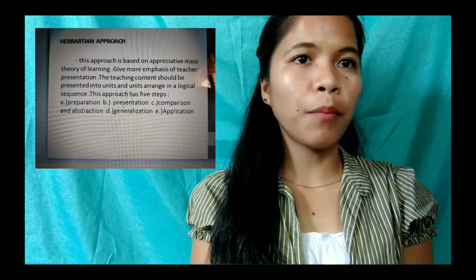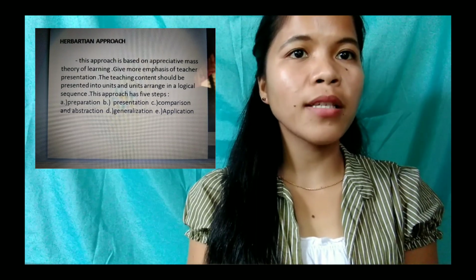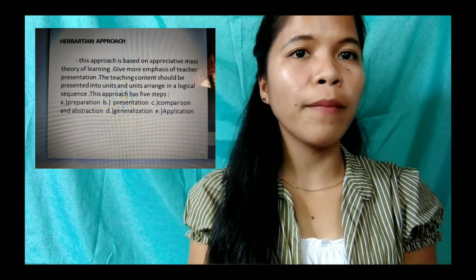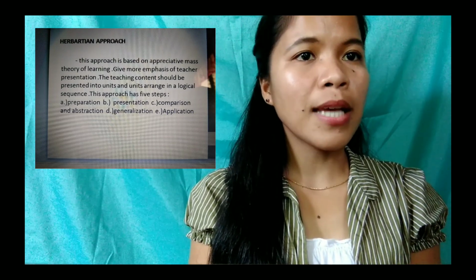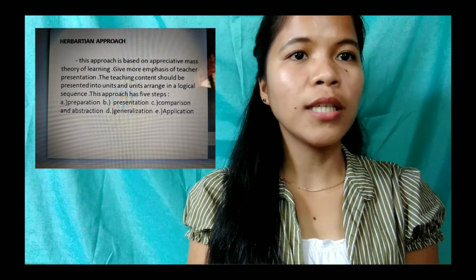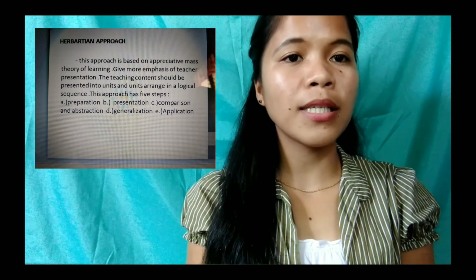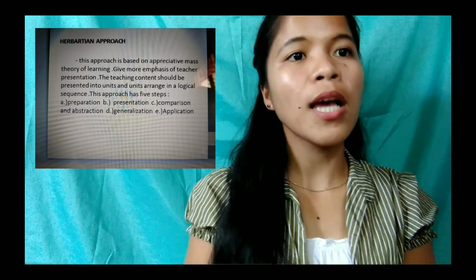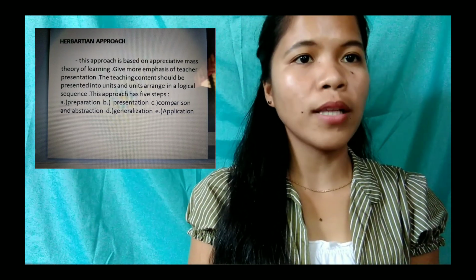Next is the Herbartian approach. This approach is based on the apperceptive mass theory of learning and gives more emphasis to teacher presentation. The teaching content should be presented in units and the units arranged in a logical sequence.